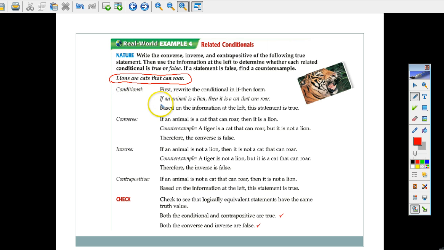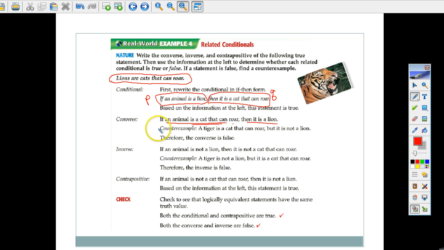So if you write it in if-then form: if an animal is a lion, then it is a cat that can roar. Okay. So this is the P part, and this is the Q part. For the converse, remember you're switching it. P and Q are switched. So if it is an animal that can roar, then it is a lion.